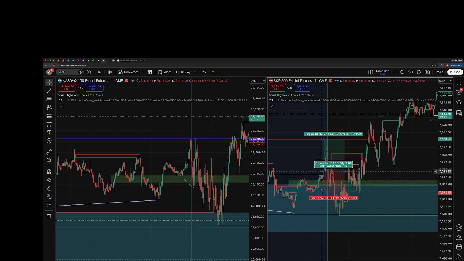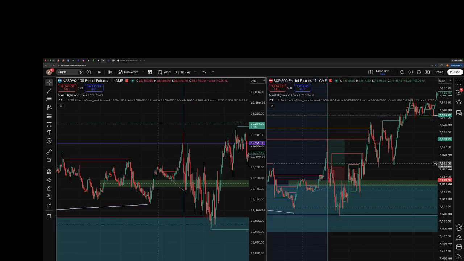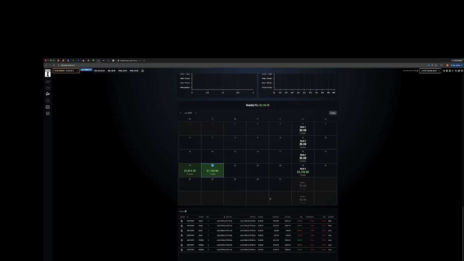I entered here. I also added here, and then I trailed. Once we got this wick right here, so we got this SMT, I was like, oh damn, okay, bet. So now if the move is going to happen, it's going to happen from here. We got the SMT. I added another contract because I put my balls on the table. If we're going to long, we're going to long from there.